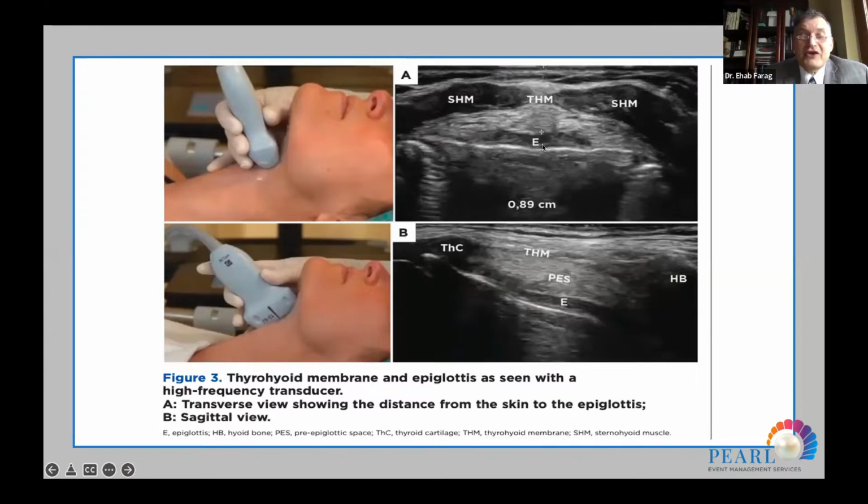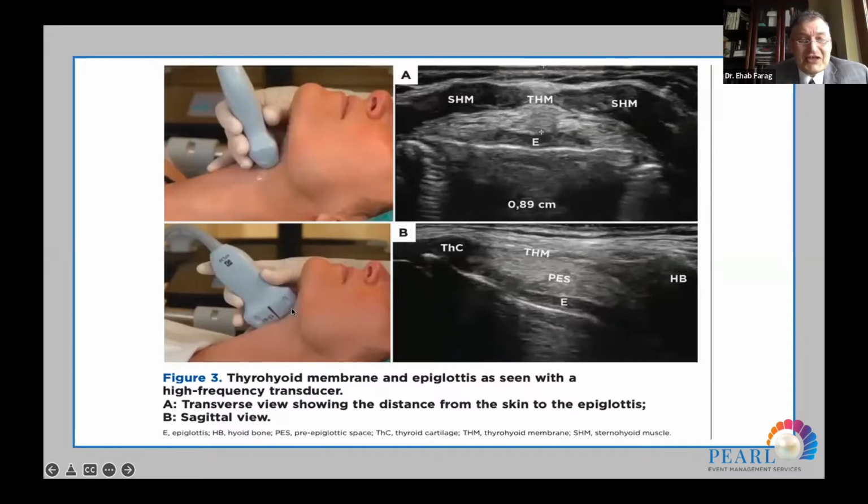The epiglottis is a hypoechoic structure, and in front of it is the pre-epiglottic space with fat, which is hyperechoic. And this line beneath the epiglottis is the air mucosa interface, and it is hyperechoic. It is very important to measure the distance from the skin to the epiglottis, and we are going to see how important that is later in the presentation.